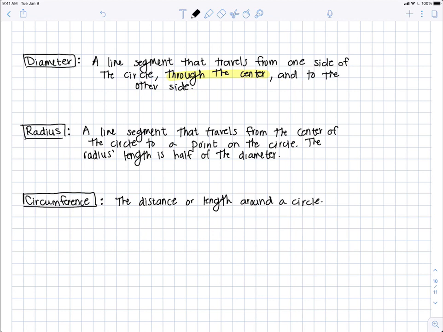We could also think about this as the perimeter of a circle. However, because it's a circle, we call it the circumference. We have a separate term for it. So in parentheses, you could say perimeter of a circle. Although you won't hear many people refer to it as perimeter, you'll hear it referred to as the circumference. All right, and that's the vocab I have for you.